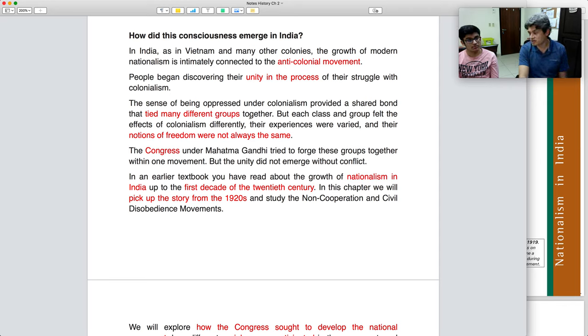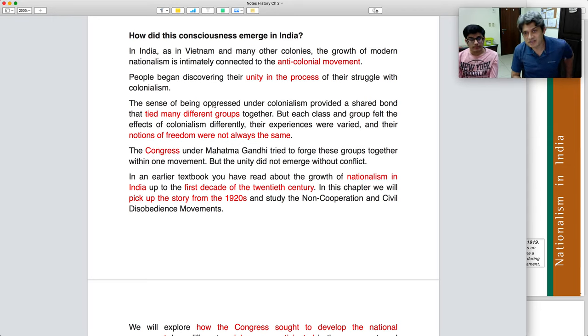Maharashtra, Punjab, Bihar, Uttar Pradesh, South. So everyone said, okay, we are going to struggle against colonialism, and we are going to fight as one. This process is going to bring people together, and it will bring different groups together. But this is the one thing they could unite on. Yes, a unification bond between the different groups.